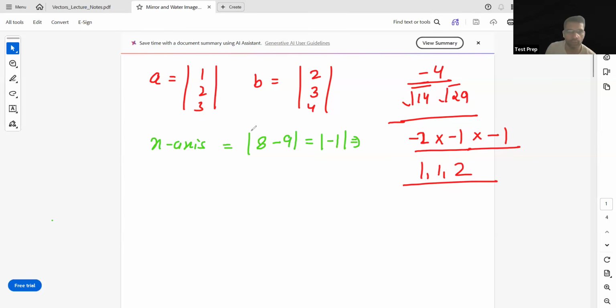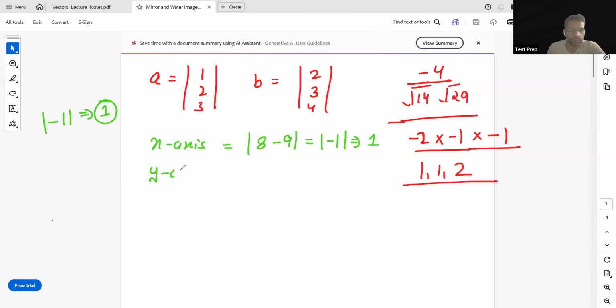So there is a mod, not a bracket. The use of the mod is, any value which comes under the mod becomes automatically positive. So it becomes 1. When minus 1 is there and there is a mod on both sides, it automatically becomes 1. The mod is used to make every number positive.